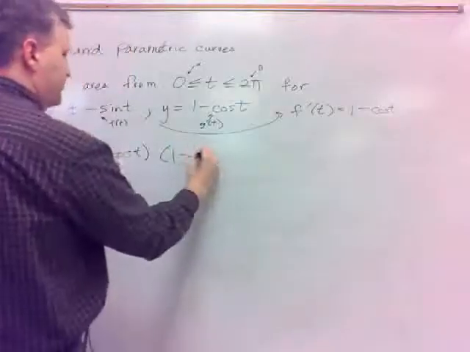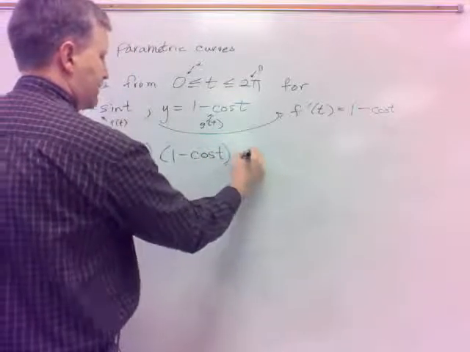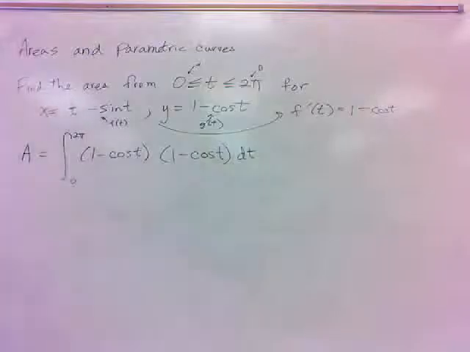So that's what I put here. I don't put f of t, I put the f prime, and then that's times dt. So this is the integral. That would give me the area for this curve, 0 to 2 pi. How do I do this? Well, this brings back our old friends, the trig integrals.